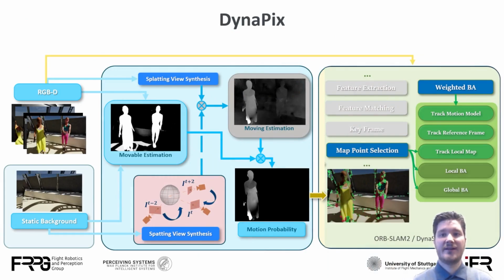This sparked the idea behind Dynapix. This system, which I developed with Cheng-Hao Xu, seeks to generate a motion probability map for every frame. We obtained that through a combined process that utilized background synthesis, image differencing, and splatted views, which, once combined, provide a pixel-wise moving probability distribution that is then integrated as is in the SLAM backend.